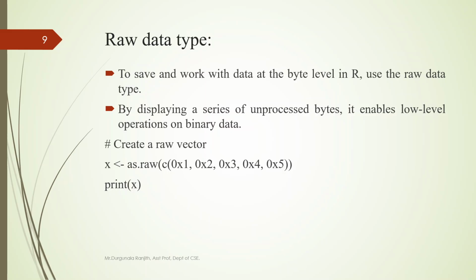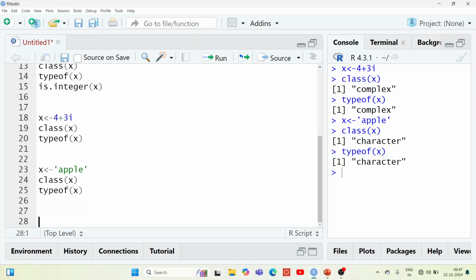The last one is the raw data type. So normally, this raw data type will be used when you want to do low level operations on binary data. So we have to use this raw data type. To create a raw data type, we have to use the function as.raw. So let me create a raw data type. Suppose x, variable x.